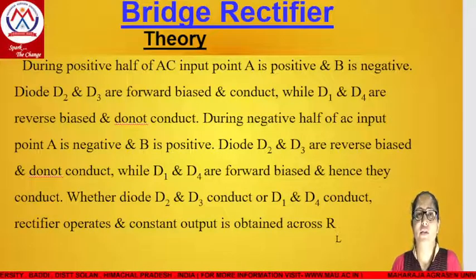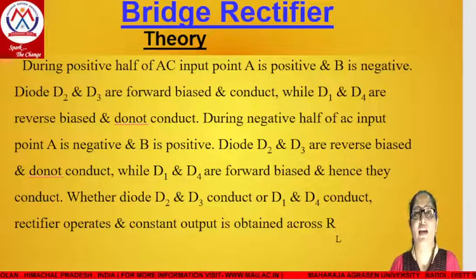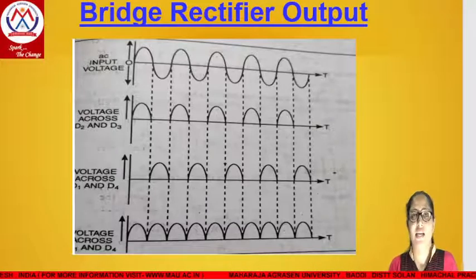So whenever diodes D2 and D3 conduct, or D1 and D4 conduct, the rectifier operates during both positive and negative half cycles and a constant output supply is obtained across RL. This is the output. You can see in the case of the positive half cycle, diodes D2 and D3 are conducting, so we are getting output there. And during the negative half cycle of AC, the diodes D1 and D4 are conducting, so we get an output across them. So whatever may be the case, positive half cycle or negative half cycle, we are obtaining a continuous supply of DC.